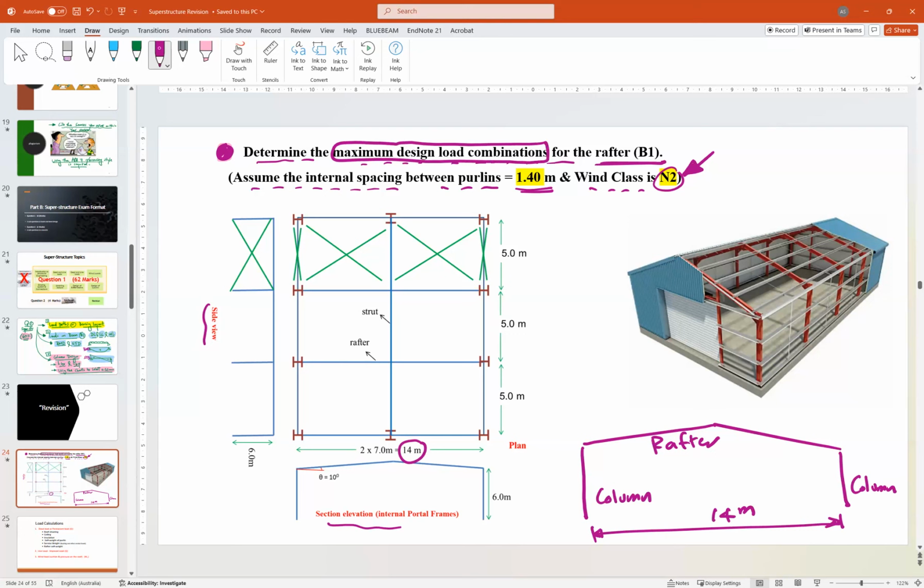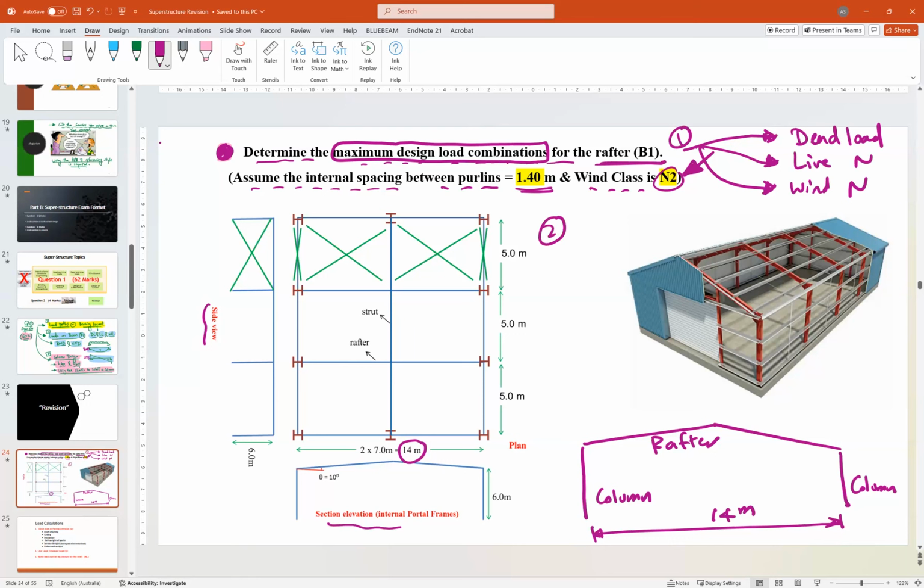So how can we find the maximum load combination on the rafter? What do you understand from the requirement? Do you know what is required? That is the first step. To find the load combination, firstly you need the load. So you need to find the dead load, live load, and wind load on the rafter. So this is the first step.